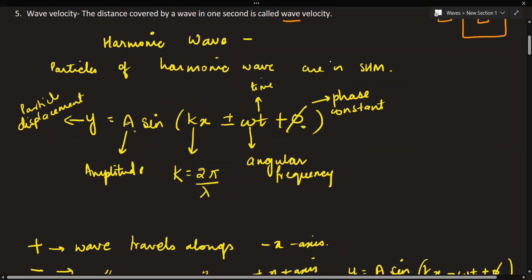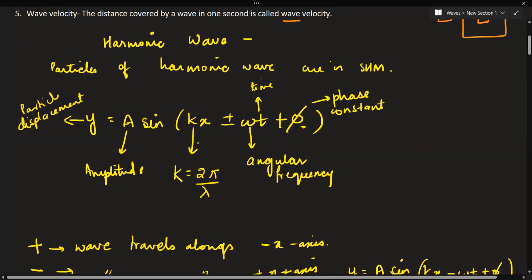Now see, A is the amplitude of the wave. Amplitude of the wave means the maximum displacement covered by the particle from where? From the equilibrium or mean position. Then sine is simply sine, or cosine, that we take.